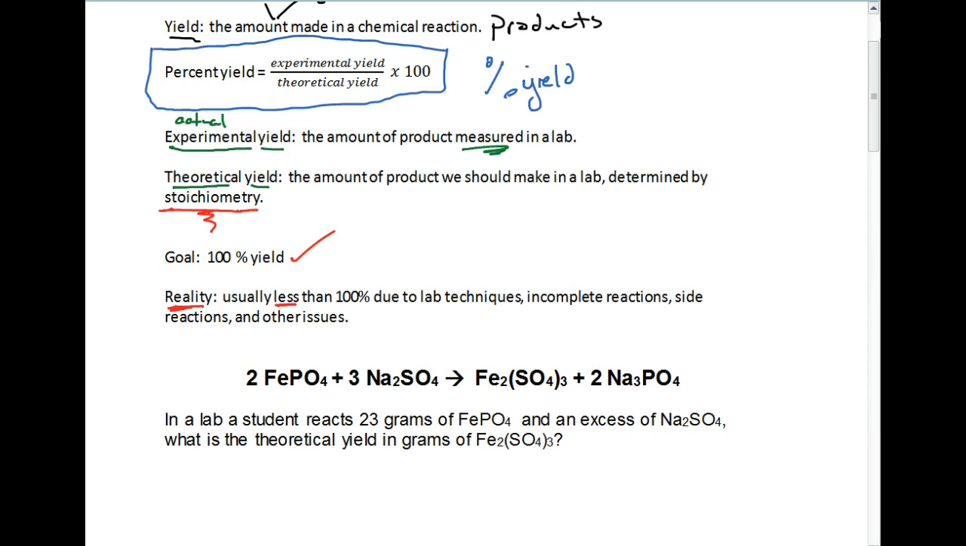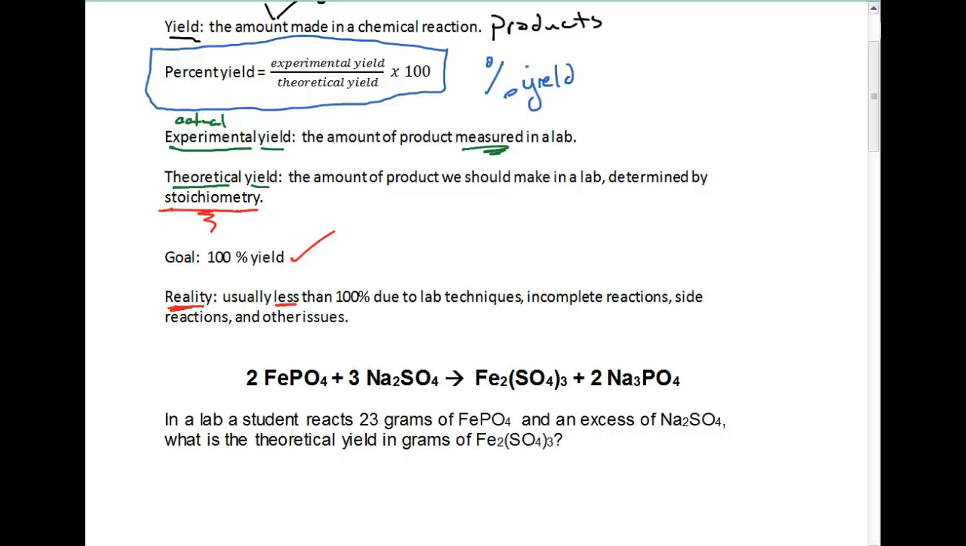And there's a lot of different reasons. Some of them are lab techniques, some of them are incomplete reactions where reactions don't do what we think they're going to do. Side reactions might be a little reaction that we don't really realize. There might be some contamination issues. There's a bunch of other issues, but we tend to get less than 100. If we get more than 100, we definitely have done something wrong because we've created matter, and that's not what happens in a regular chem lab.